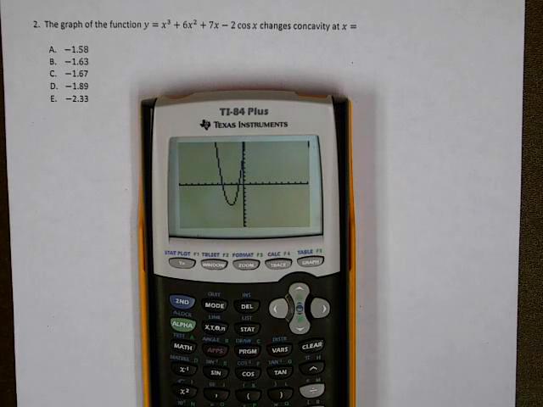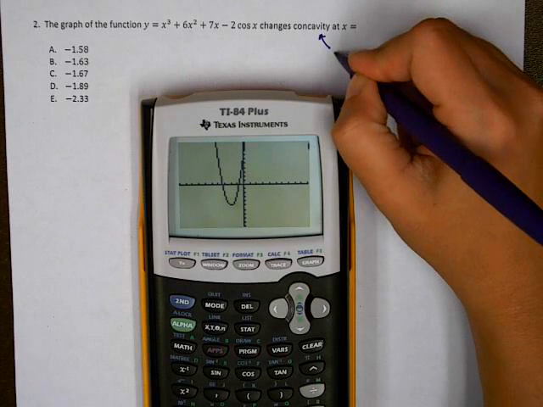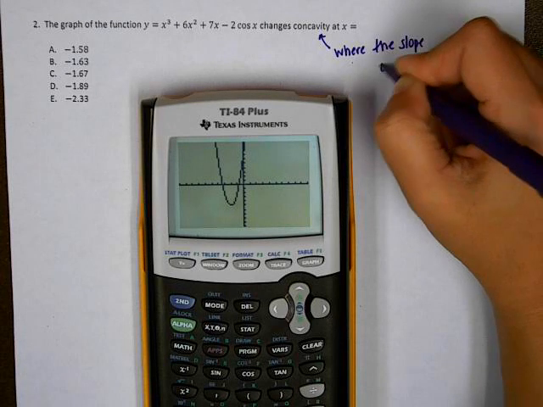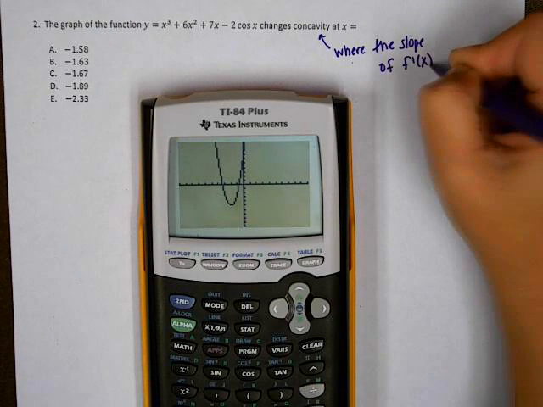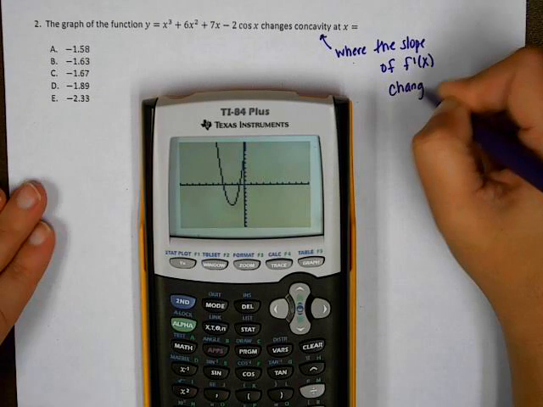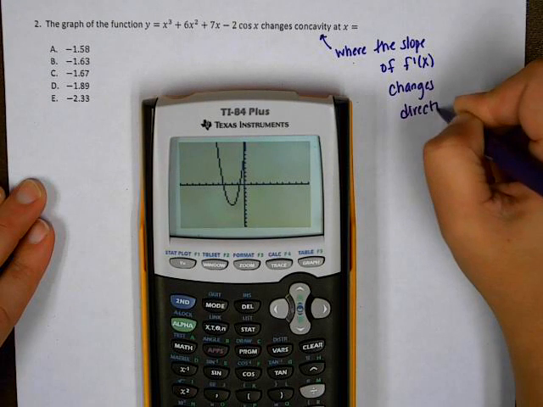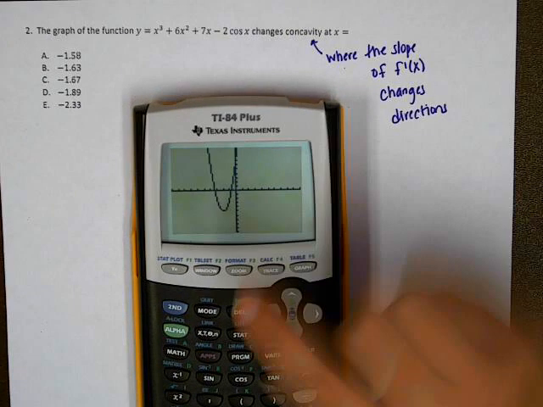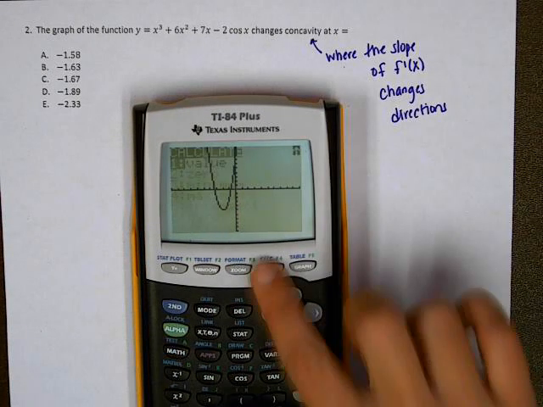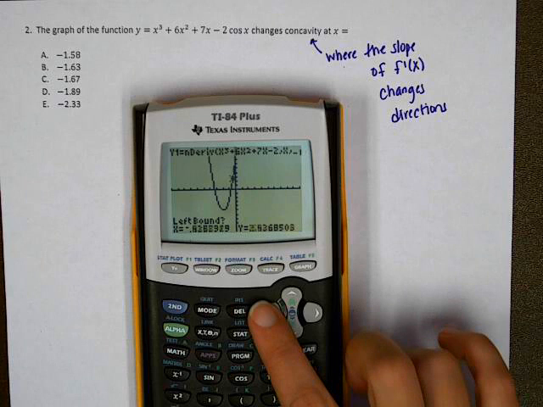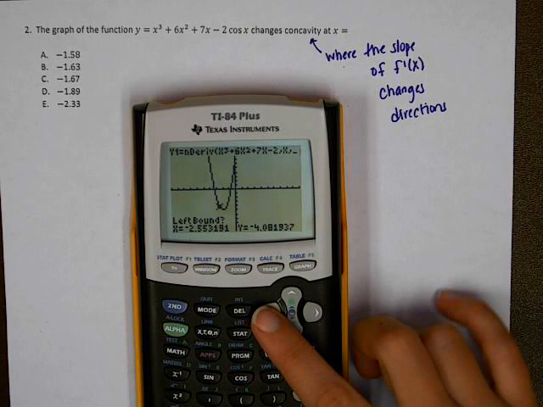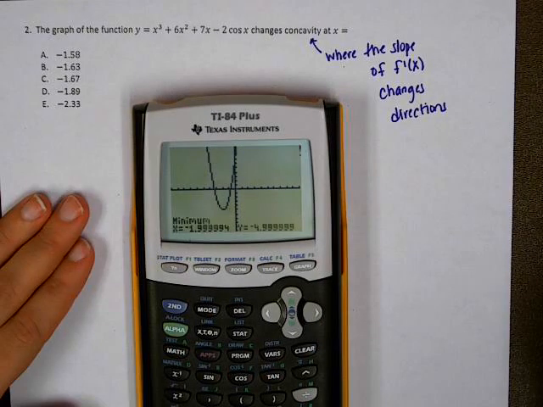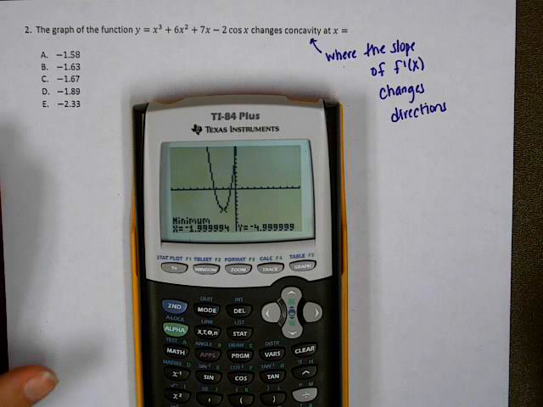Now I know that my concavity is going to change where the slope of f prime changes directions. So now I'm looking at the graph of f prime. The slope changes directions there. Downhill changes to uphill. So I'm going to go to calculate my minimum, because this is a low point on this graph. So my left bound is here, my right bound is here. It's going to be -2.